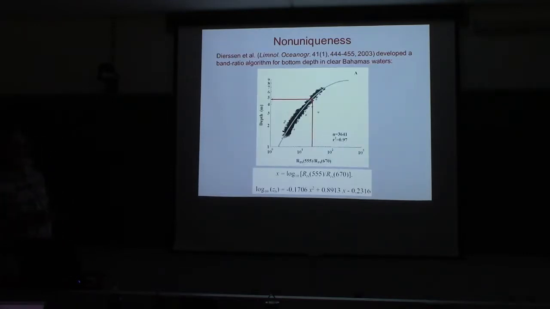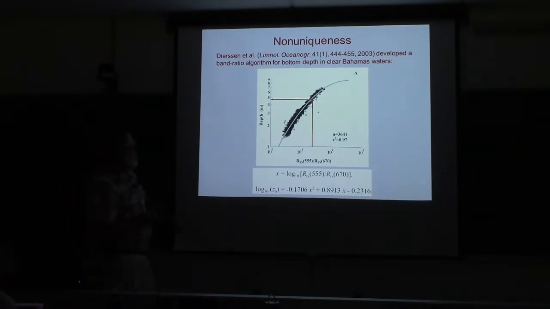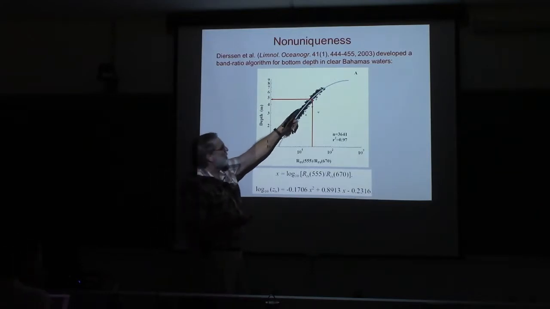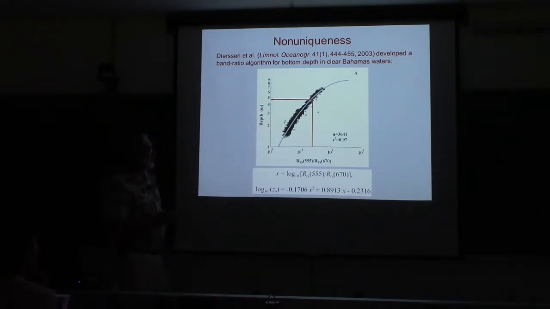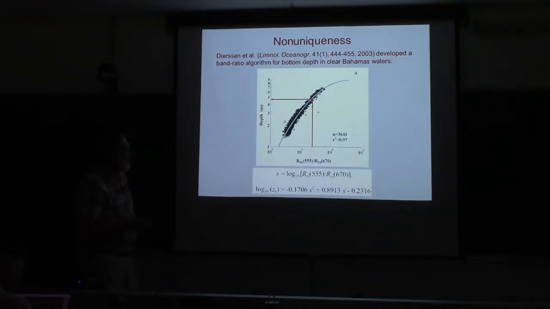Okay, so here's another band ratio algorithm that I'll use to really show you the non-uniqueness business. Heidi Dierssen, who will be here on Monday, developed a band ratio algorithm for retrieving bottom depth in Bahamas waters. She had 3,600 data sets with hyperspectral reflectance and depth values, collected all around the Bahamas. Here's her swarm of points, and she fits a nice little function through her data set. She looks at the logarithm of the 555 to 670 wavelength ratio.